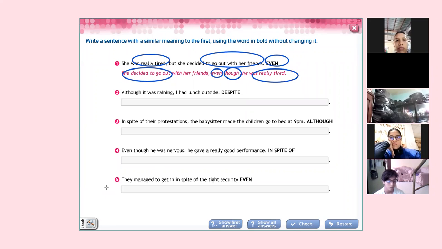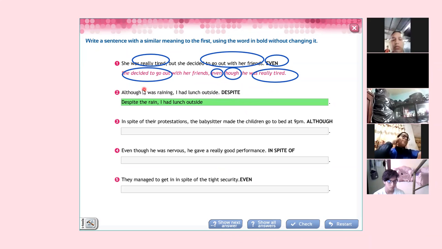Joel, continue with number 2. You are going to use "despite." Despite the rain, I had lunch outside. Remember, "although" and "despite" cannot be together. You are going to suppress that. Two linkers together in the same place is impossible. And remember, despite the rain, I had lunch outside, okay?